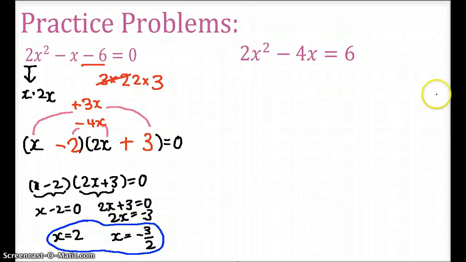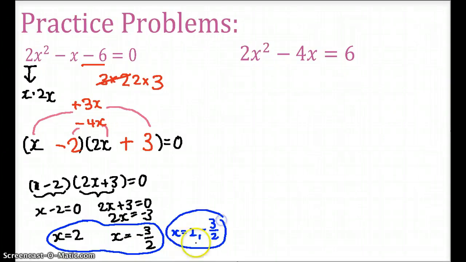So we're just going to write it like this. And we can also write it in a different way. You can just write it like x equals 2 and negative 3 over 2. So either way would be the answer. So moving on to the next one.